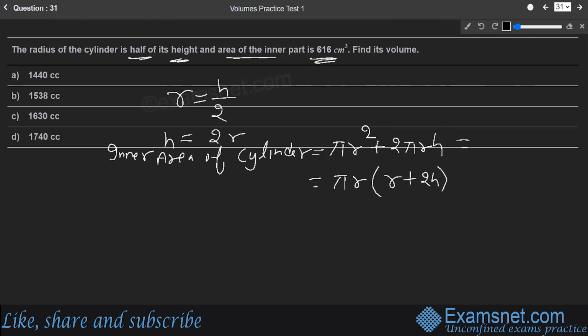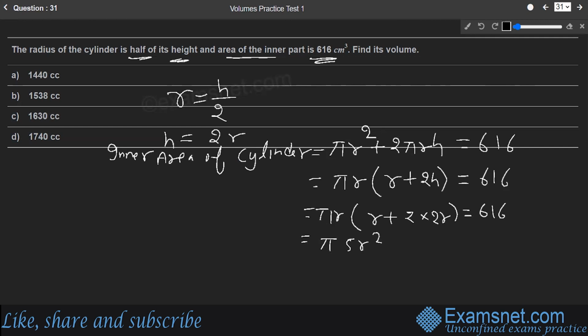Okay, and this value is given to us as 616. So let us equate this to 616. Let us put down the values of h. So it becomes pi r into r plus 2 into 2r is equal to 616. We can generate an equation in terms of r. So it becomes pi into 5r square is equal to 616, which gives the r square value as 196 by 5, which gives the r value as 14 by root 5 centimeters.